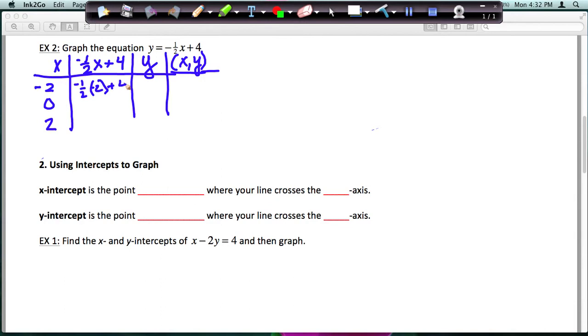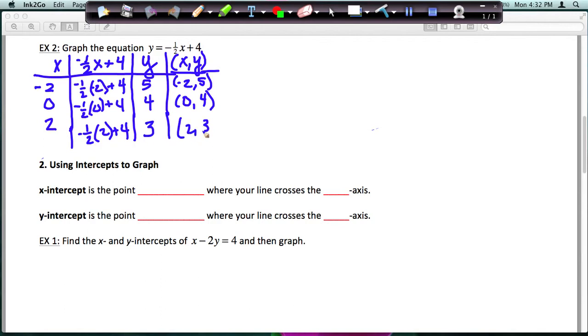plus 4. Negative 1/2 times negative 2 is a positive 1. 1 plus 4 is 5. So this is the point negative 2, 5. Plugging in 0 is pretty easy because this goes away and I just have 0 plus 4, which is 4. So this is the point 0, 4. And then for the last point 2, when you plug in a positive 2, you get negative 1/2 times 2 is negative 1. Negative 1 plus 4 is 3. So this is the point 2 comma 3.